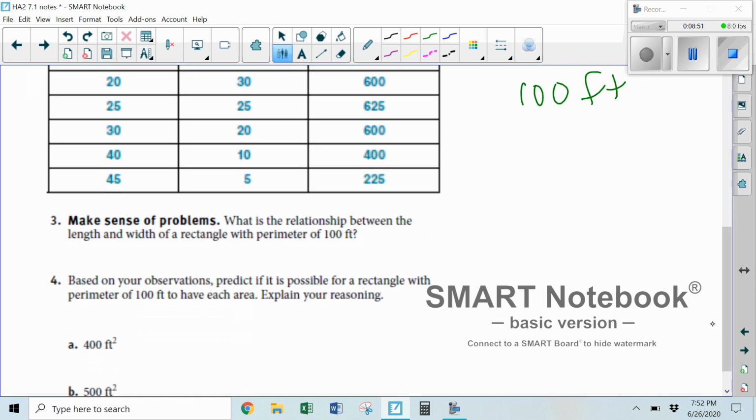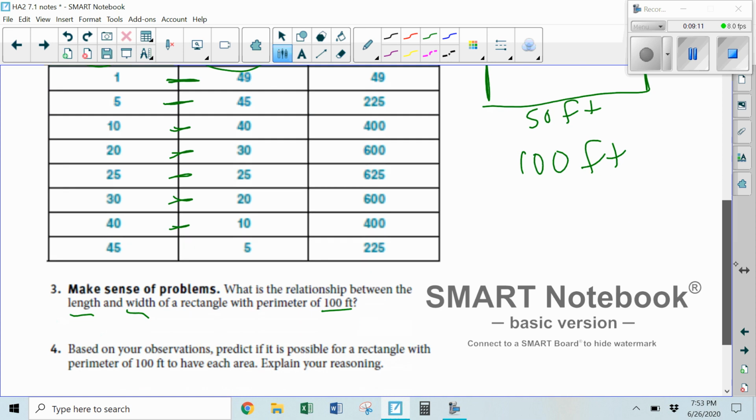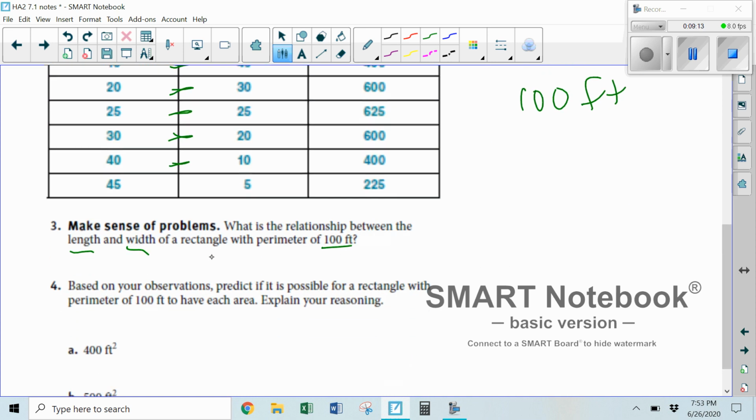What is the relationship between the length and the width of a rectangle with a perimeter of 100 feet? So what do you notice about the relationship between these two numbers, 1 and 49, 5 and 45? What's the relationship between the width and the length? They add to 50 every time. So you can write length plus width equals 50.